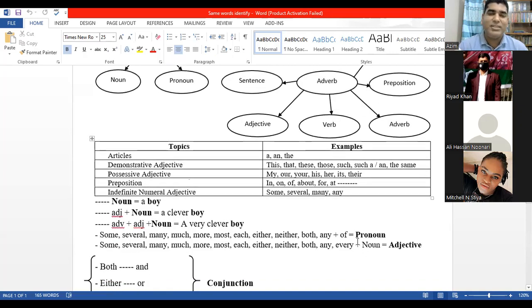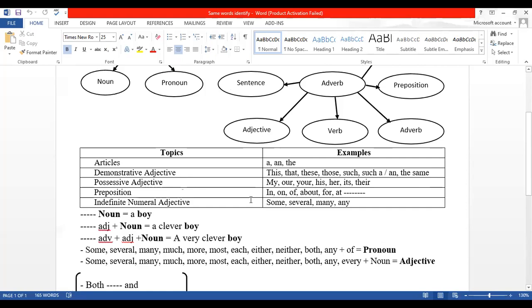Then the second technique is, you should remember these words. The articles a and the, demonstrative adjectives. These are demonstrative adjectives. Then possessive adjectives. These are possessive adjectives. Then prepositions, any kind of preposition. I have mentioned here only a few prepositions. Then indefinite numeral adjectives: some, several, many, any. After these words, if you get one word, then the word will be a noun.